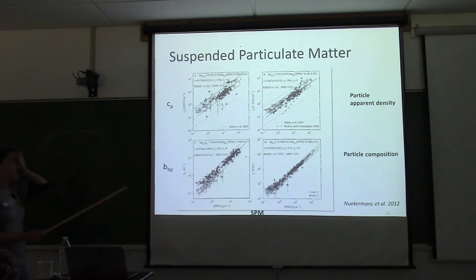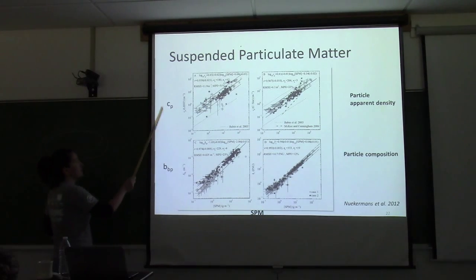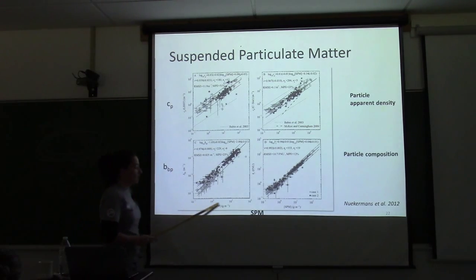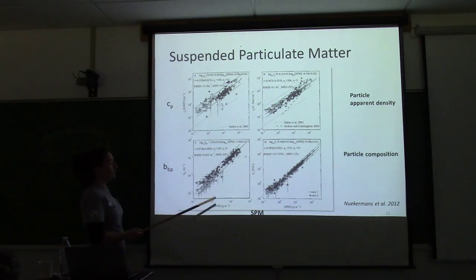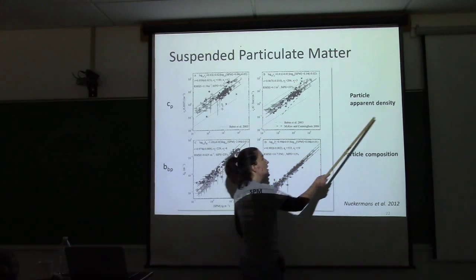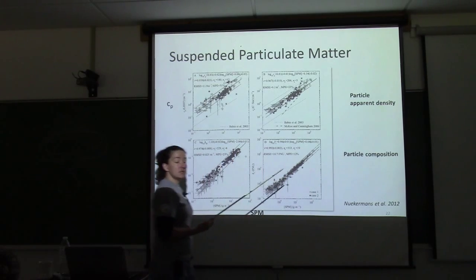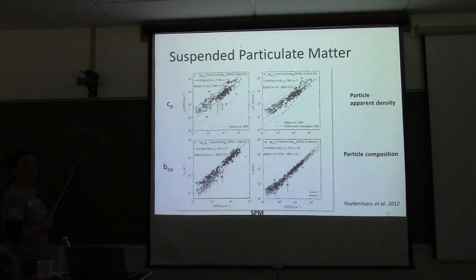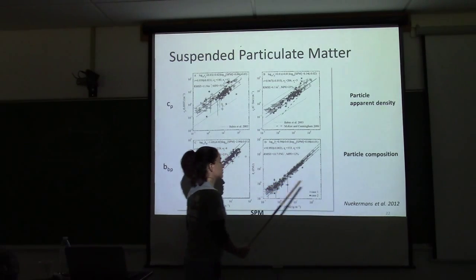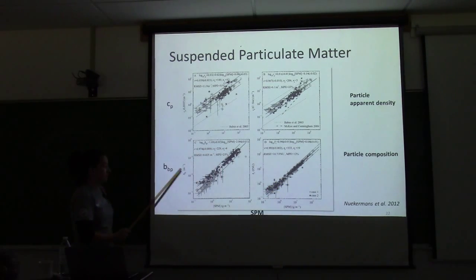These are the measurements that were done, I think, in the English Channel, where she's looking at the CP as measured by LISST and the backscattering versus SPM. She found that there are some trends, and the differences in CP to SPM, so suspended particulate matter in this case, are associated with the particle apparent density. So how thick are they? And particle composition was the reason for variability in the backscattering to SPM relationship. It's a really cool paper. You guys should go and look at it.